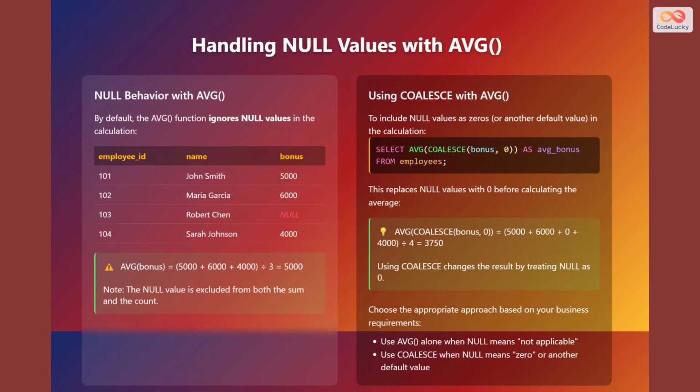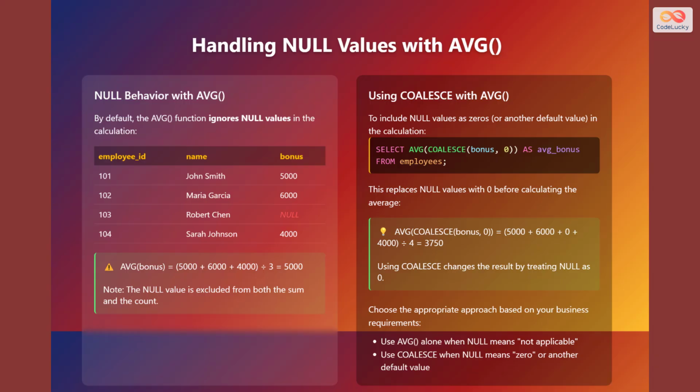By default, the average function ignores null values in the calculation. For example, in a table of employees with employee ID, name, and bonus columns, if some employees have a null value for bonus, the average function will exclude these from the calculation. So AVG(bonus) equals (5,000 + 6,000 + 4,000) divided by 3, which equals 5,000. Note that the null value is excluded from both the sum and the count.